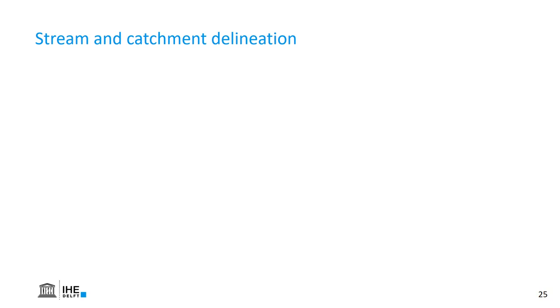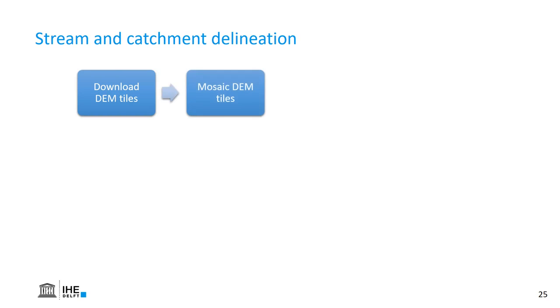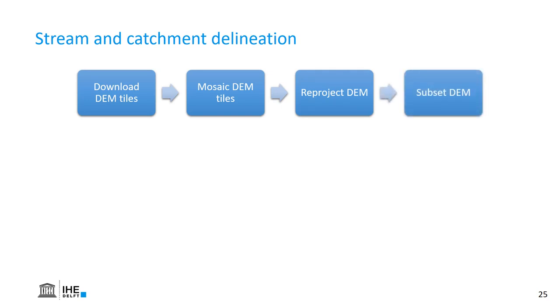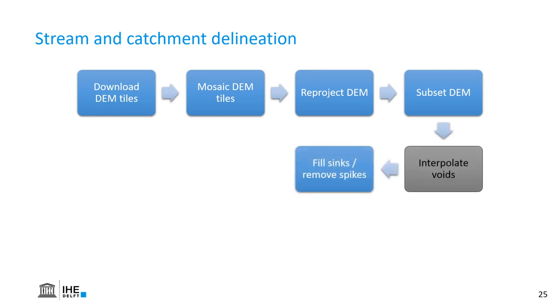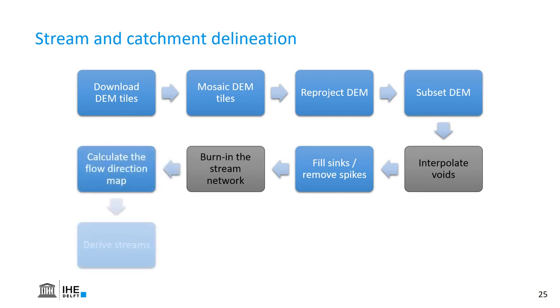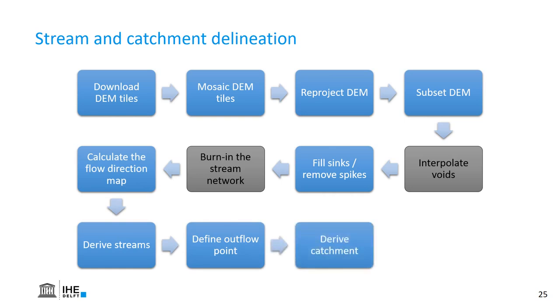So you've just learned the general procedure for catchment and stream delineation, which consists of downloading the DEM tiles, to mosaic the tiles if your study area is spread over multiple tiles, then reproject the DEM, to subset the DEM, interpolate the voids if necessary, fill the sinks and remove the spikes, burn the stream network if you find it necessary and if you have a stream network available, calculate the flow direction map, derive the streams, define the outflow point, and then derive the catchment. And in the end, this normally feeds into your model, so it needs to be converted to your model or your tool for which you want to use this data.